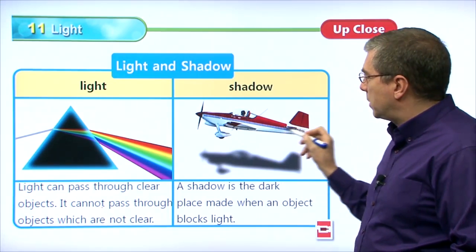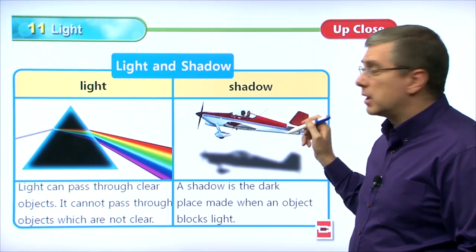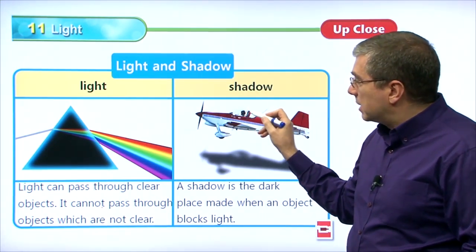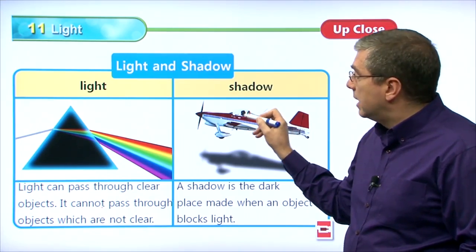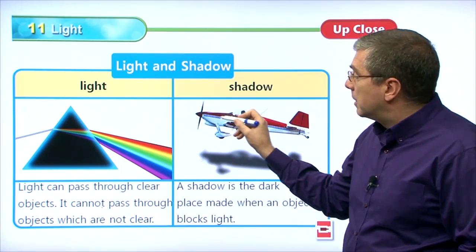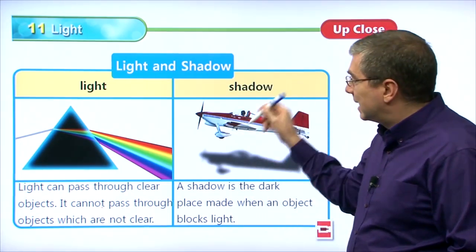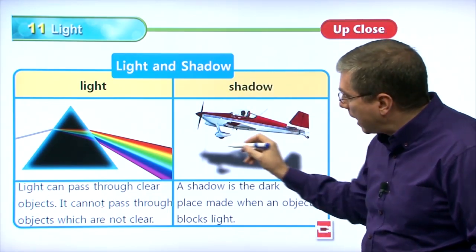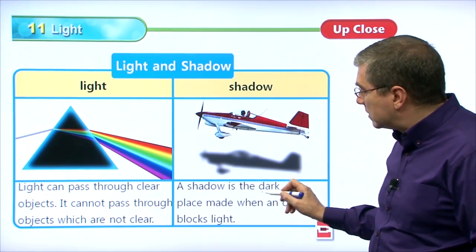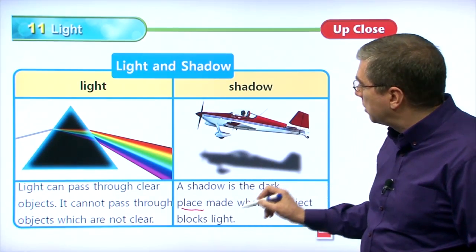We see here an airplane. Can light pass through the airplane? No, it's a solid object, right? Well, of course, the glass on the canopy, light can pass through that, right? Light can pass through clear objects like glass, but the metal on the airplane is not clear. Light cannot pass through that. So what happens? It makes a shadow on the ground. So a shadow is this dark place made when an object blocks light.